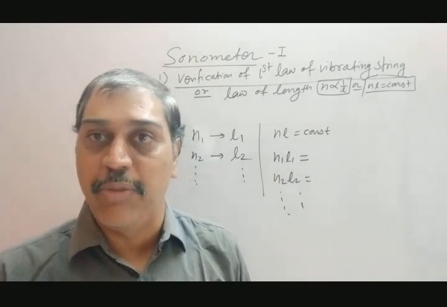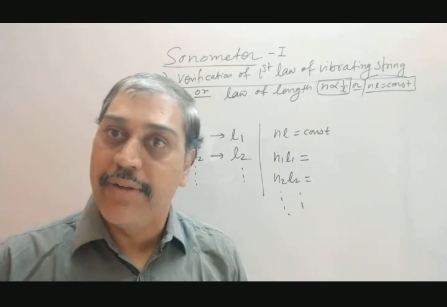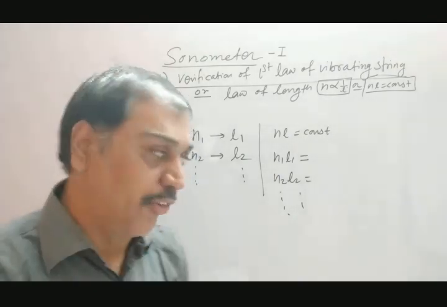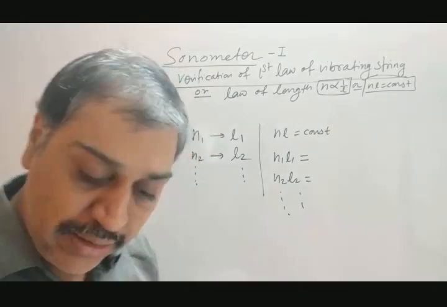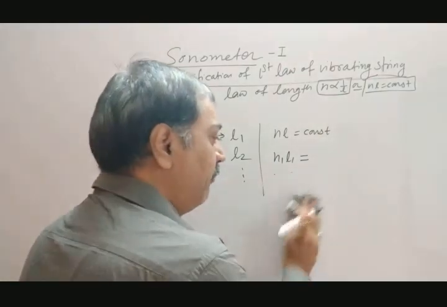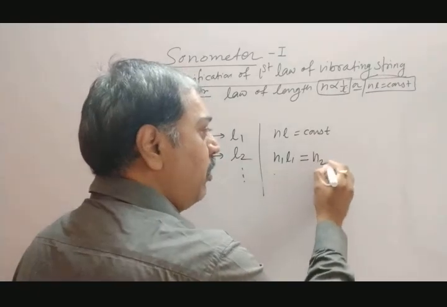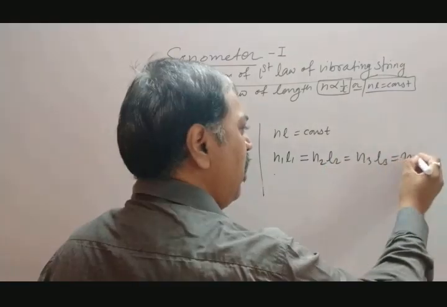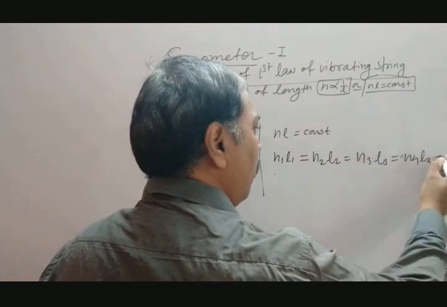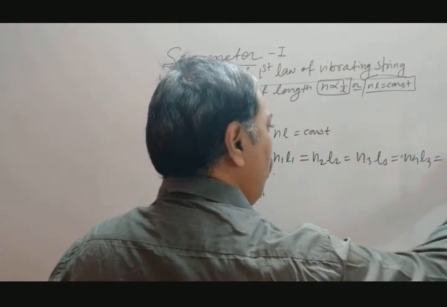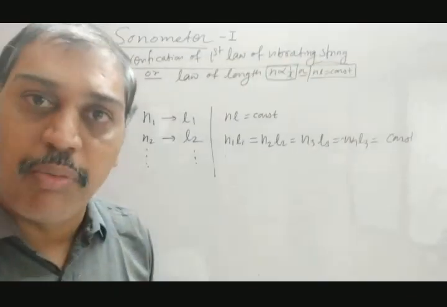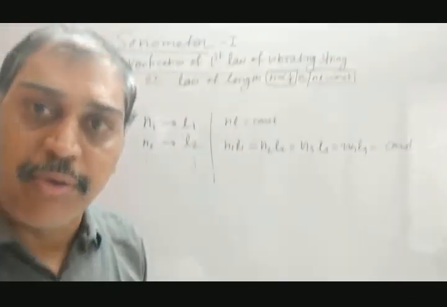And that's why it is said that the first law gets verified by using the sonometer, that is, Sonometer First. So what we are going to show in this case is N1 L1 equals N2 L2 equals N3 L3 equals N4 L4, and so on. And all are nothing but constant. That we have to show.